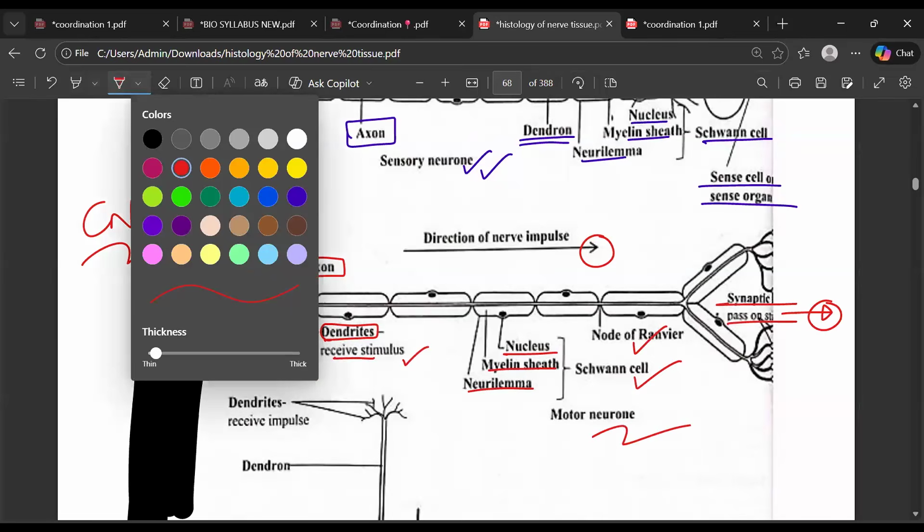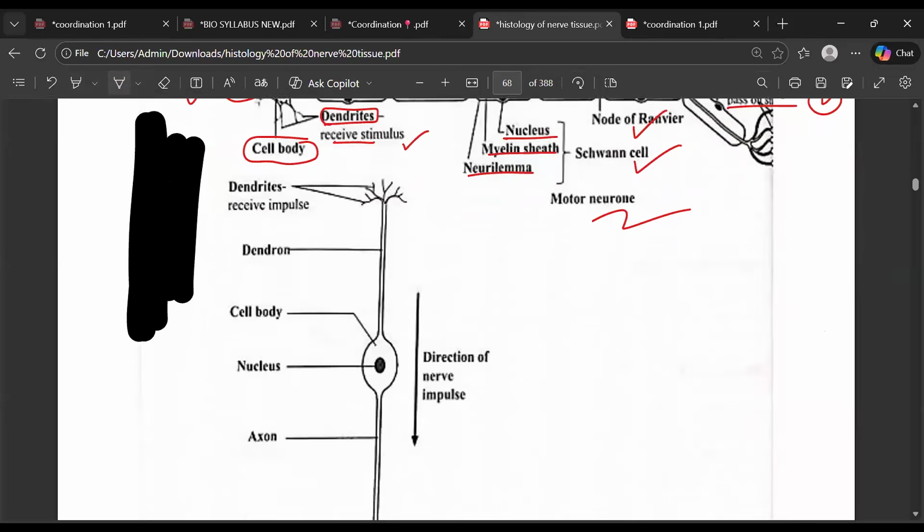The relay neuron, it is the cheapest thing in this topic. Just look at how it looks like.